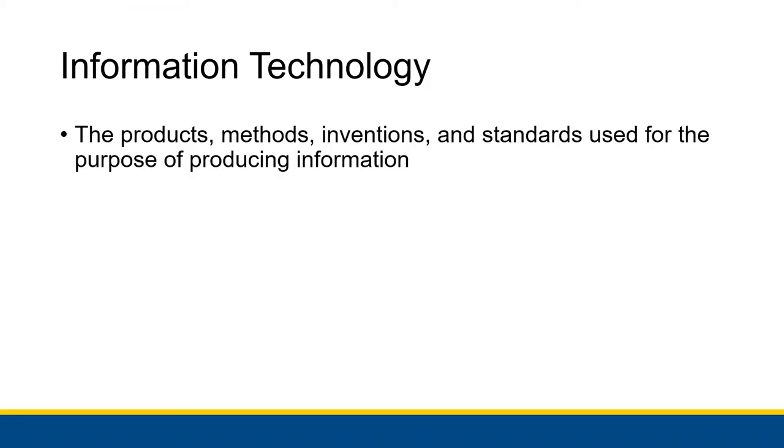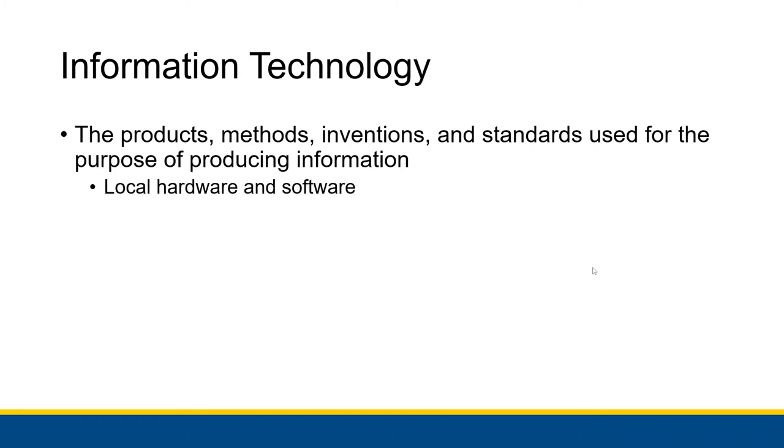Now, in Chapter 1 of Experiencing MIS, we defined information technology as the products, methods, inventions, and standards used for the purpose of producing information. And over the next few chapters, we're going to divide up information technology into three general categories.